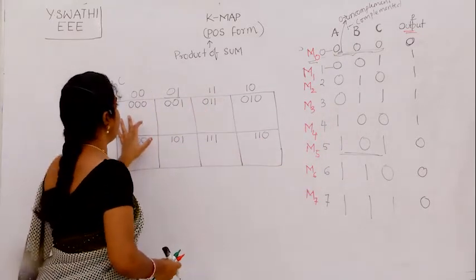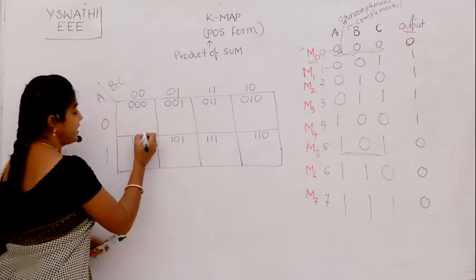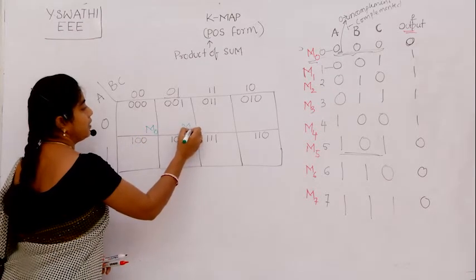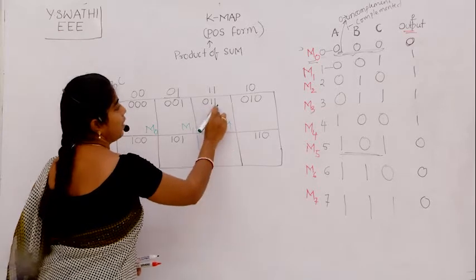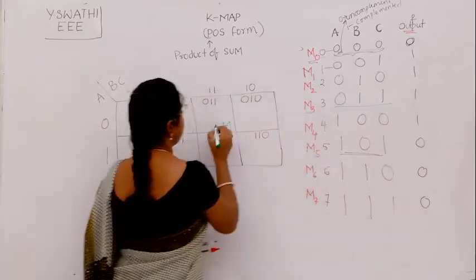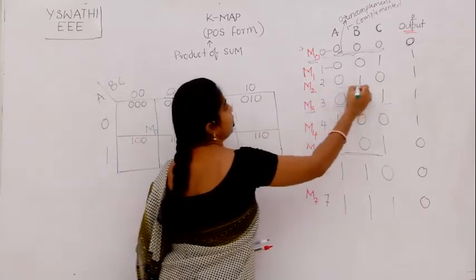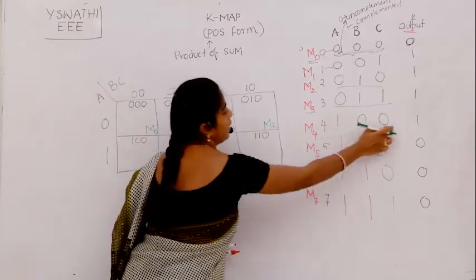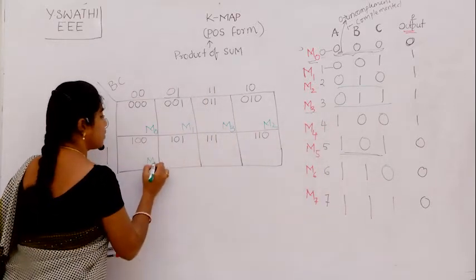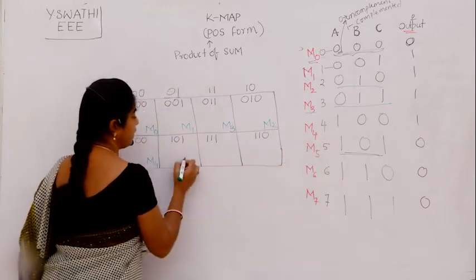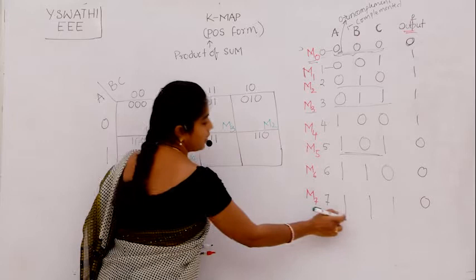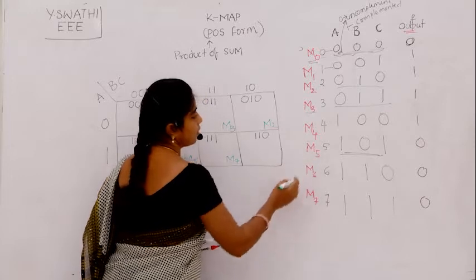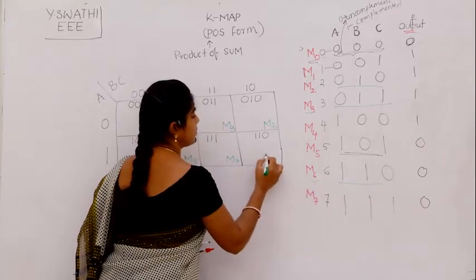Now we will represent in terms of max terms. So this is M0, M1, 0 1 1 is M3, 0 1 0 is M2, 1 0 0 is M4, 1 0 1 is M5, 1 1 1 is M7, and 1 1 0 is M6.